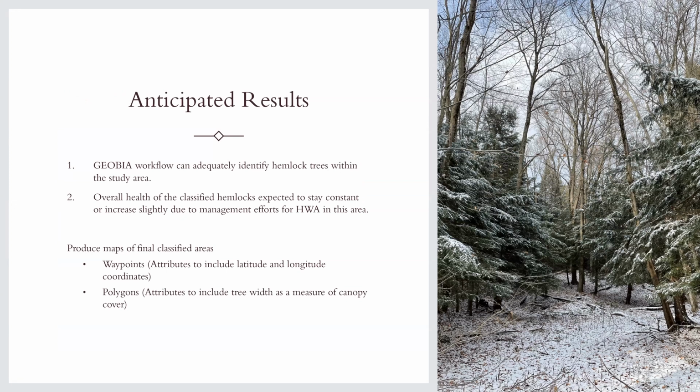I anticipate my results to show that a Geobia workflow can adequately identify hemlock trees within my study area. The overall health of classified hemlocks is expected to stay constant or increase slightly due to management efforts for HWA in this area. Final map products will include waypoints and polygons of classified hemlock trees with attributes of interest like tree width.